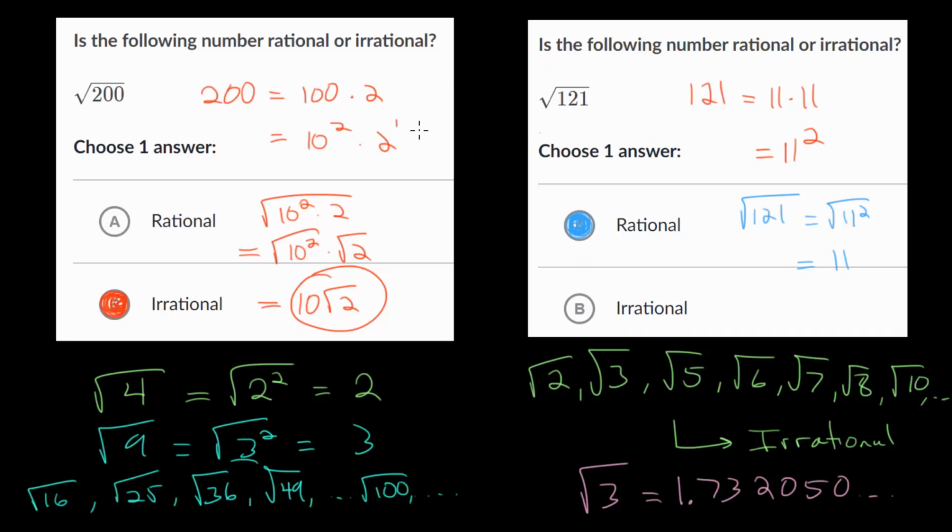So with square roots, you just need to be careful. If the number underneath the square root is a perfect square, then you can write it as rational. Now, if the number underneath the square root cannot be written as some whole number squared, like we had here, then it's an irrational number.